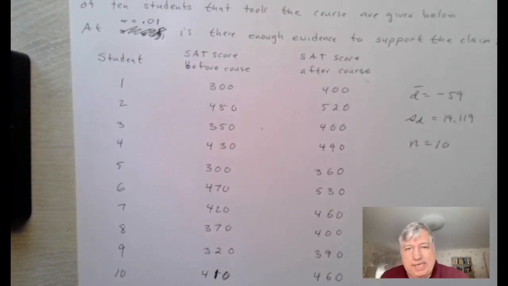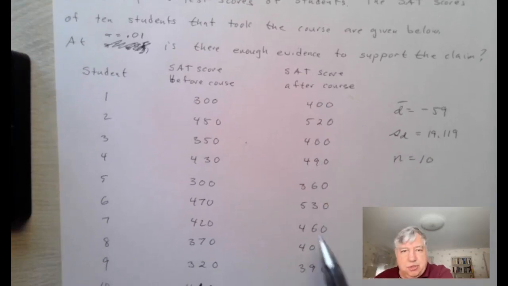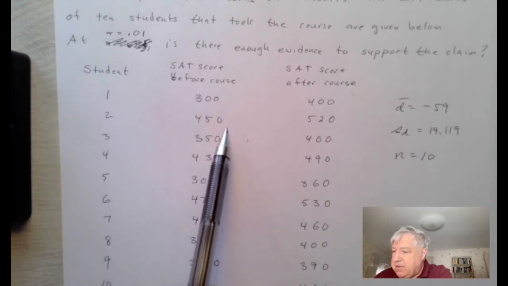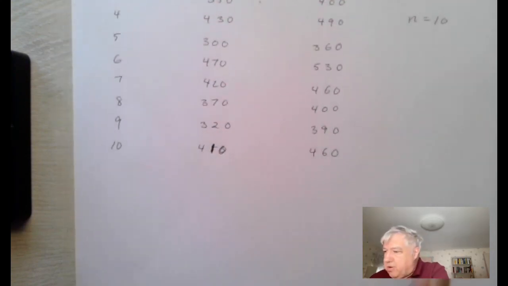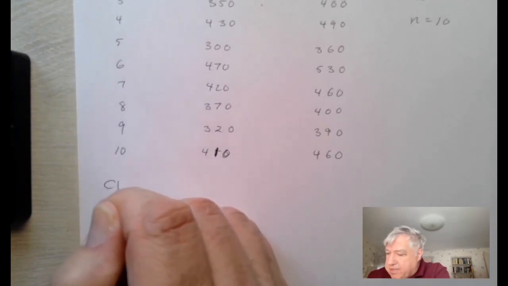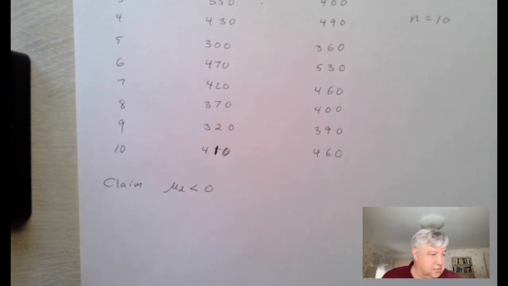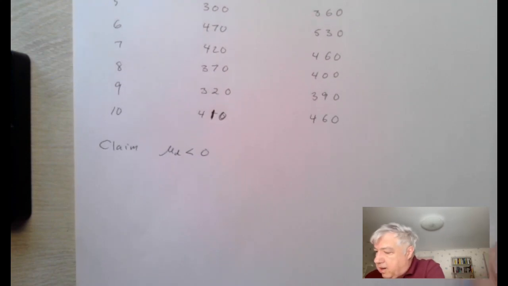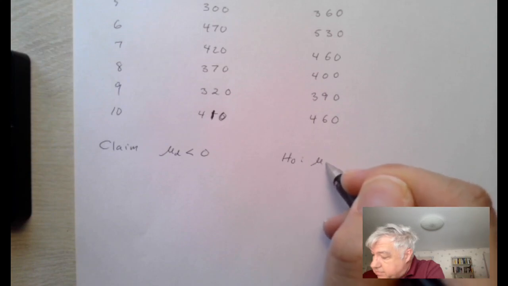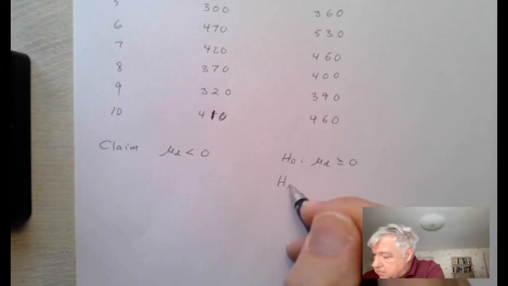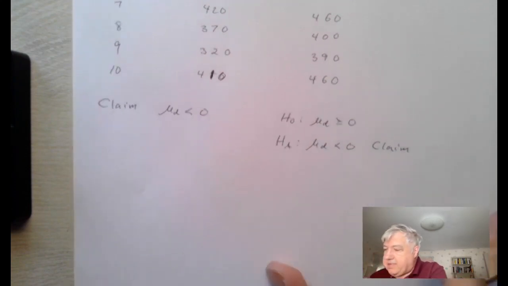Now, what is the claim? If this actually works, we know that these numbers should be bigger than these numbers, which means that the average difference of this number minus this number should be negative. So mathematically, the claim is actually saying that mu sub d is strictly negative. That's our claim. And so our null hypothesis is going to be the opposite of that.